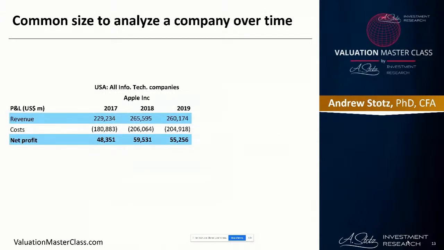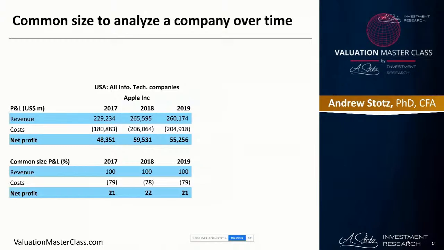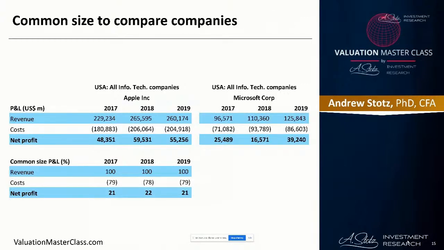So let's just look at a company right here. Here's Apple. And here is their simple P&L. And you can see that the net profit margin of this company has been steady at 21, 22, 21%. Now we can also compare against other companies, like here is Microsoft. Now, if we just compare the absolute P&L, we can see that Apple produced 260 billion dollars in revenue, and Microsoft only 125. But boy, look at how much Microsoft has increased from 96 to 125.